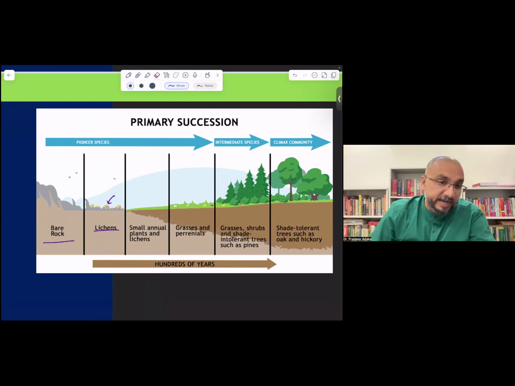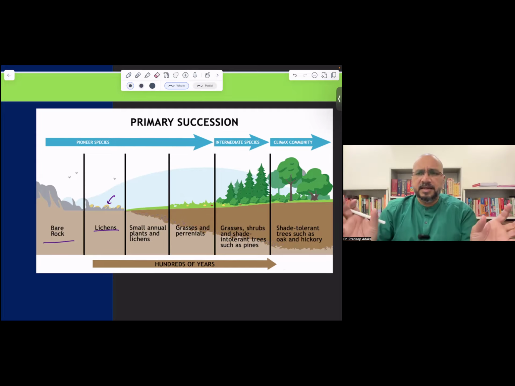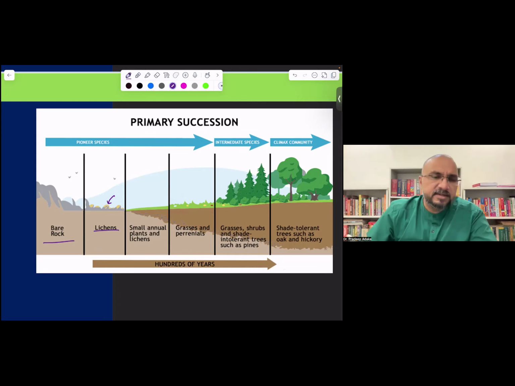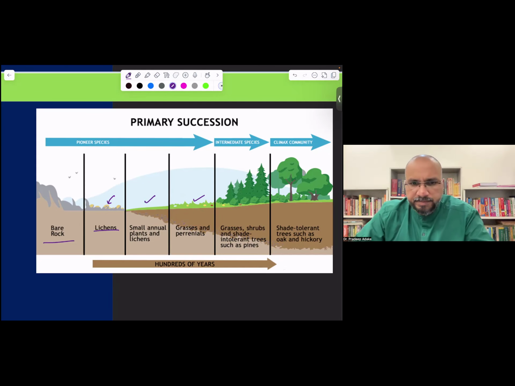After that, bryophytes, mosses, will take over. So lichens will be replaced by mosses. Sometimes the lichens and the mosses may grow together. Moss is a bryophyte. It is a lower plant. They may grow together, but ultimately mosses will replace the lichens. After that, small herbs, annual plants, will replace the mosses, which are replaced by grasses and perennial plants, shrubs. So these are all your intermediate stages.